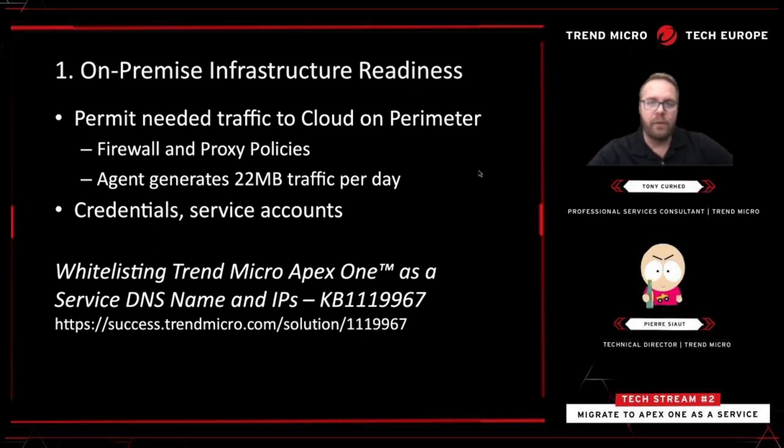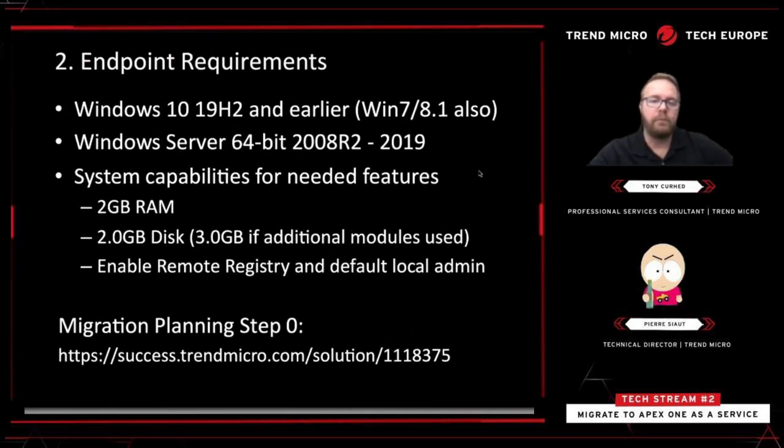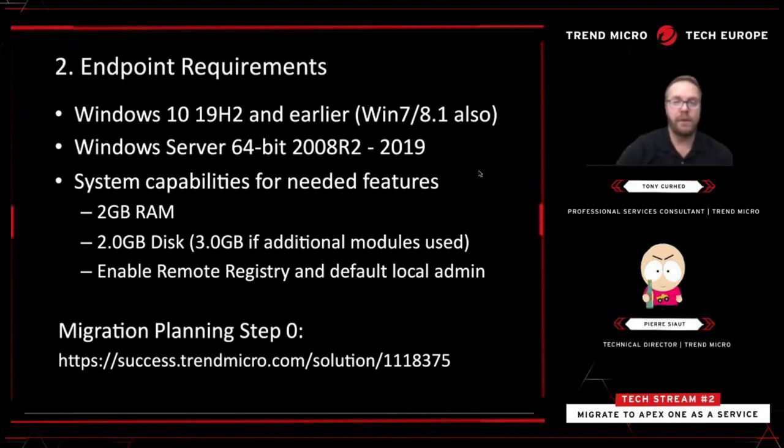Okay, let's move on. Endpoint requirements, shortly. We support Windows 10, 7 and 8.1. For Windows servers, unless you don't have Deep Security from us for the server platform, you can always use Apex One as well. System requirements: 2 gig RAM minimum and 2 gig disk space, and if you're using those additional modules, then 3 gig is recommended.